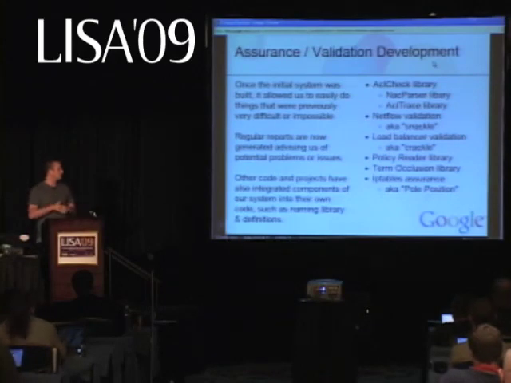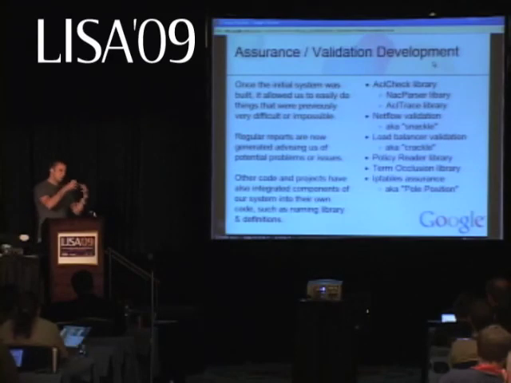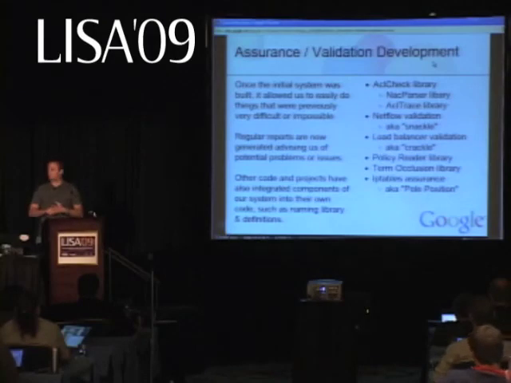Load balancer validation validates that all of our public VIPs are actually going to be allowed to receive traffic, based on what we have configured in the load balancer configuration and what we have defined in the firewall policy, to make sure those two things match up. So if we have an SMTP VIP that isn't allowed to speak SMTP, then we have a problem. Policy reader library, again, another one of Tony's things I'm not 100% sure about.